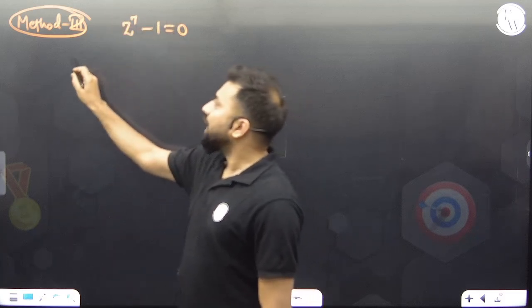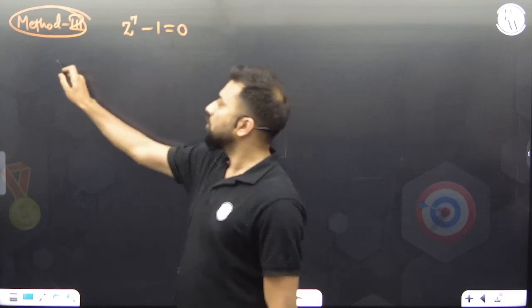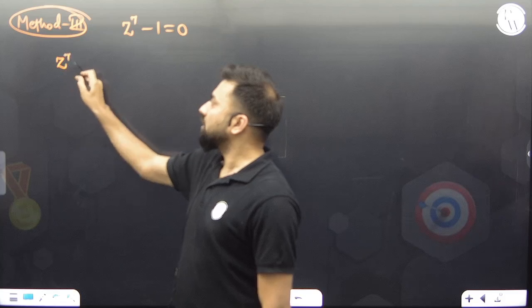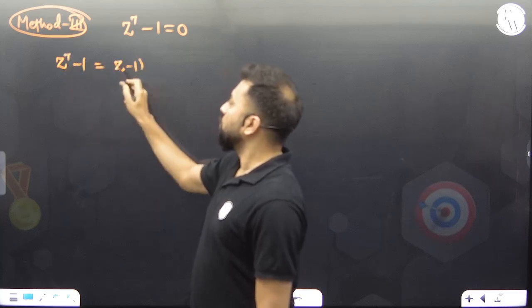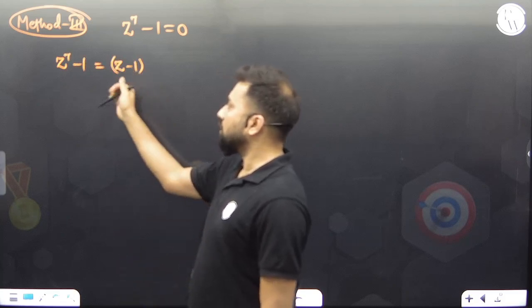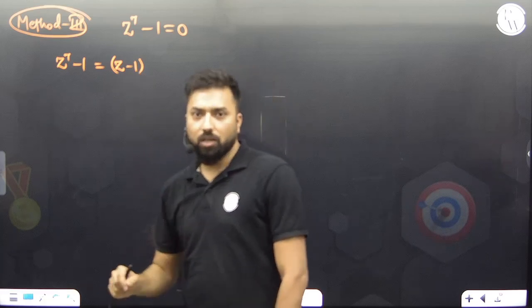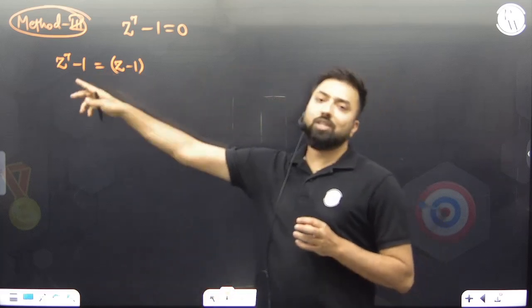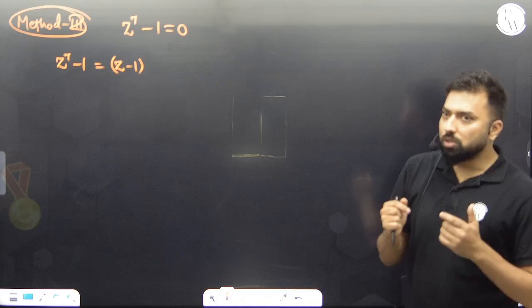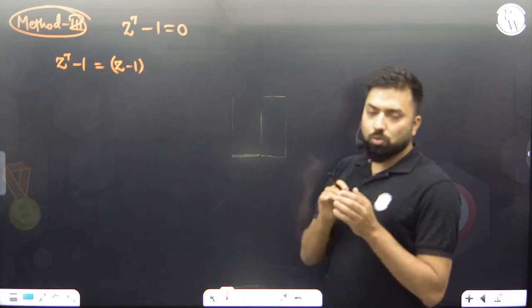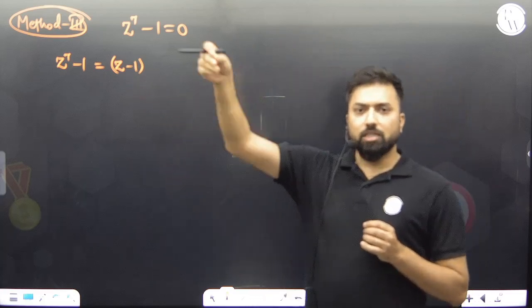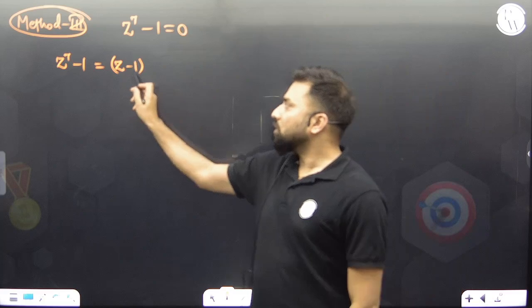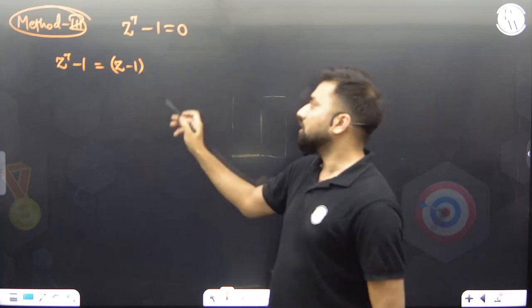So if I write the factors, I can write z raised to the power 7 minus 1 equals, one of the factors would be z minus 1. We know this particular equation has 7 complex roots. Let's say the roots lie on a circle having center at origin and radius 1 unit, right? So z minus 1 would be the first factor.